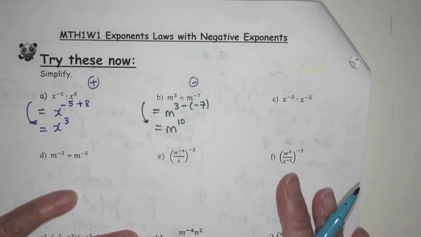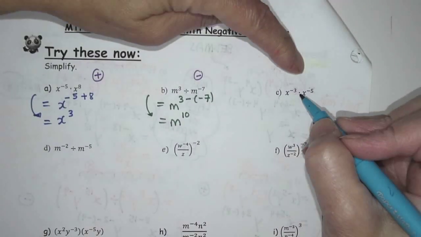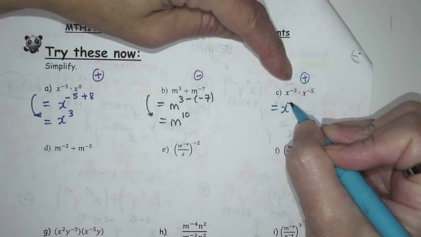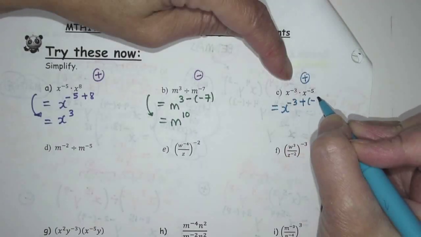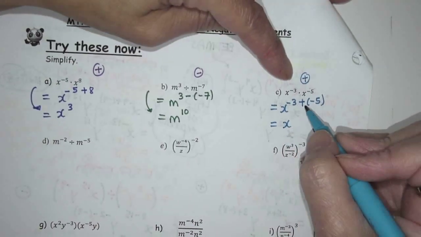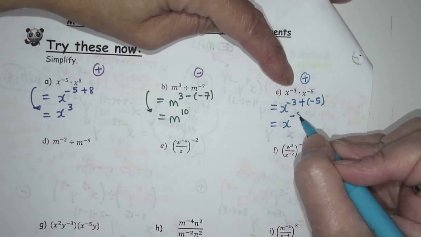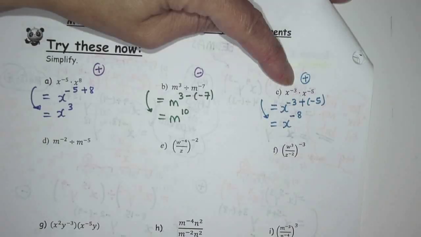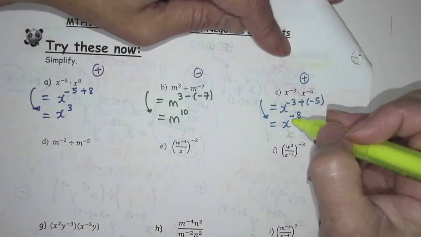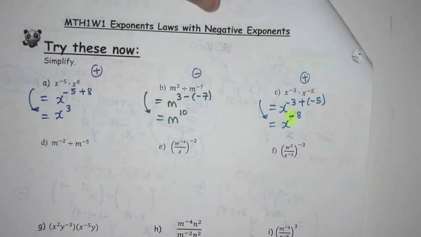Okay, this next one here, it is a dot, so it's multiplication, which means we're going to add. So this will be x to the negative 3 plus negative 5, so that's negative 8. Again, you could have skipped right there, negative 3 plus negative 5, but you're not going to leave your answer like this.